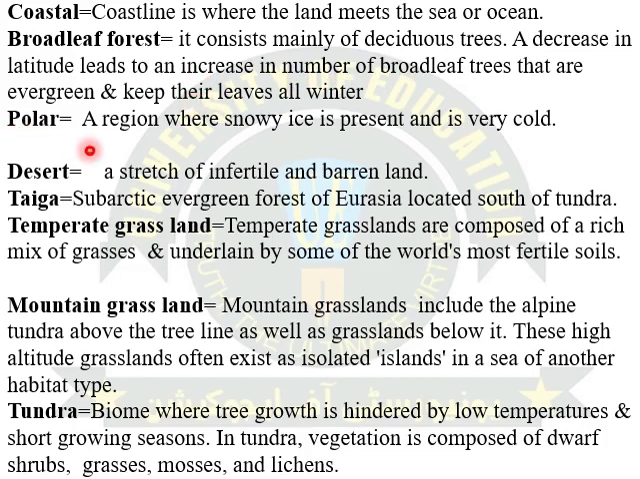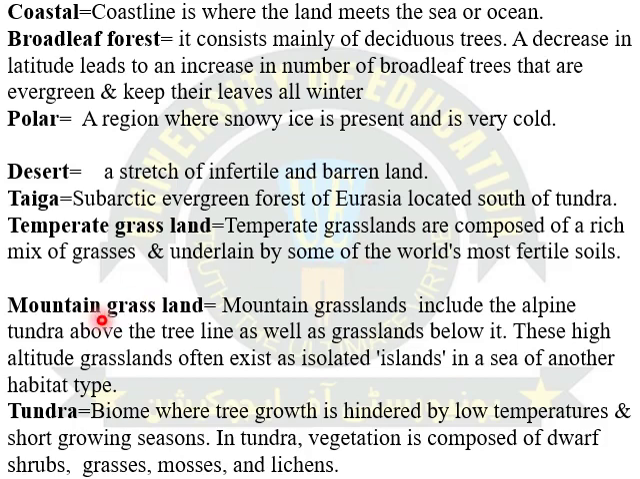Next is the polar region, a region where snow and ice are present and it is very cold. Next is desert. Desert is basically a stretch of infertile and barren land with very high temperature and very low rainfall. Next is taiga. Taiga is basically subarctic evergreen forest of Eurasia located south of the tundra. Next is temperate grasslands. Temperate grasslands are composed of a rich mix of different grasses and underlain by some of the world's most fertile soils.